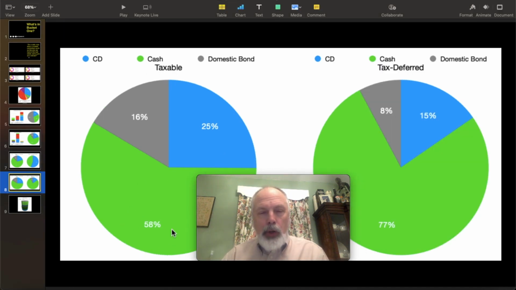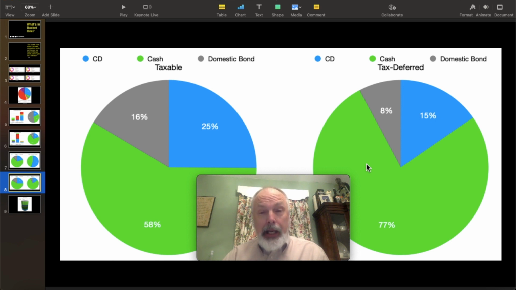Taxable accounts are mostly 58% cash, 16% bonds, and in this case, it's mostly the I bonds, and this is CDs, 25%. Tax deferred, it's mostly the VTIPs here in the tax deferred. 15% is maturing CDs in the next couple years, and 77% is cash.